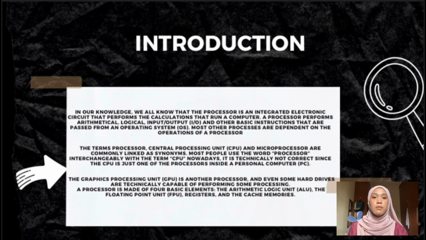A processor is made of four basic elements. The first one is the arithmetic logic unit (ALU), the floating point unit (FPU), register, and the cache memories.